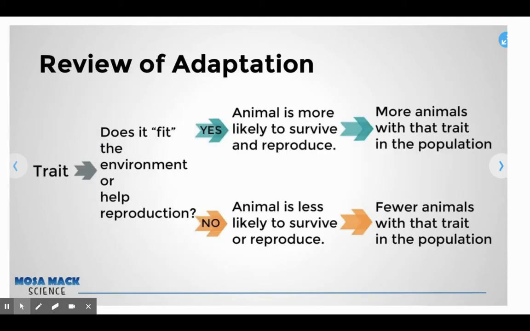So let's review adaptation together. First, you can identify any trait. Then you have to ask yourself, does it fit the environment or help reproduction? If the answer is yes, and the animal is more likely to survive and reproduce, then more animals with that trait will appear in the population. If the trait doesn't really help the organism to fit into its environment or it harms the organism, that animal is less likely to survive or reproduce, and then there will be fewer animals with that trait in the population. And just to be clear, there's plenty of other traits that organisms might have that really don't help or harm their survival rate.